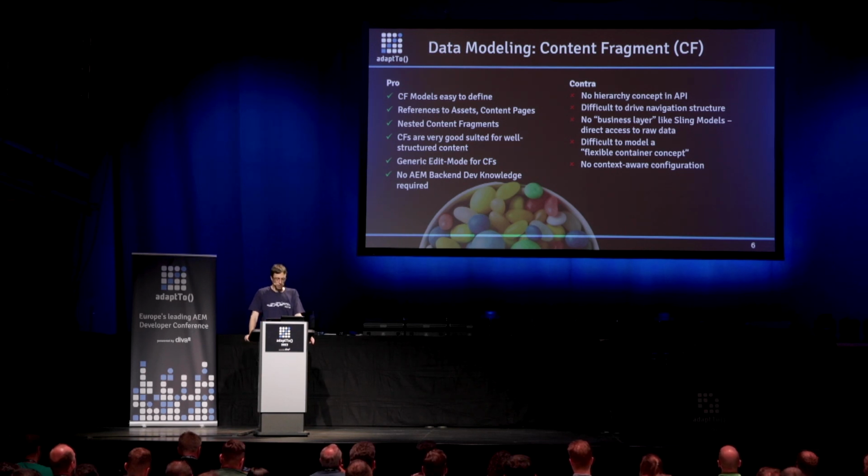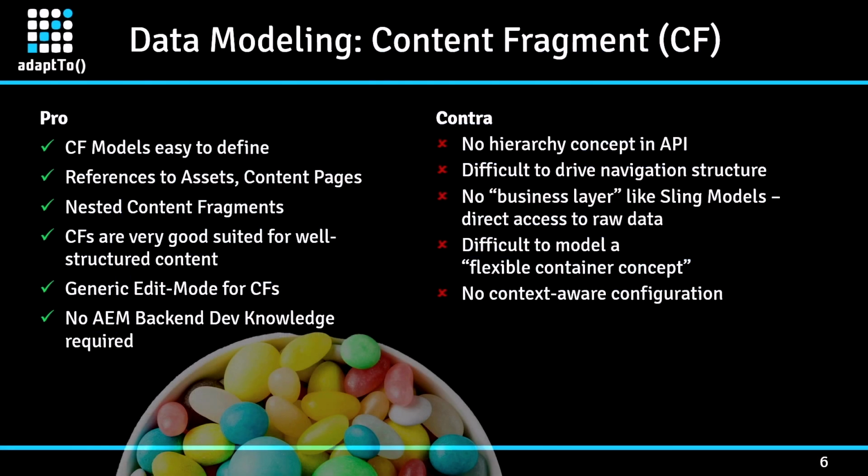Looking at data modeling, if you're using content fragments, first of all, it's super easy to define your models. You can do it visually, you can export the definitions via content packages to other instances, put those definitions in your Git repository to deploy it and so on. It's very easy to use. You can have references to assets, content pages with some special treatment, both in the editor and in the API. You can do nested content fragments and references to content fragments as well.